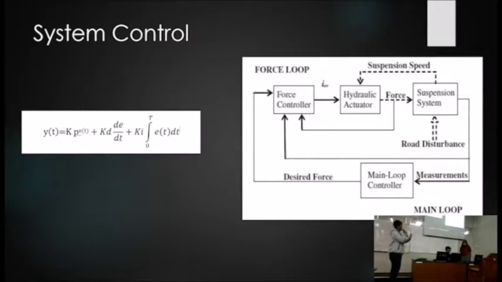When they get the force from the hydraulic actuator, they will get information, and then we'll send it to the main loop controller, and we can set the main loop controller to be automatic, like in the video. We just push the button, and then the information from the main loop controller will make the suspension system of the car get low or get high.